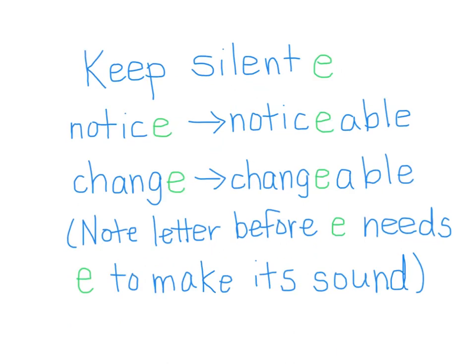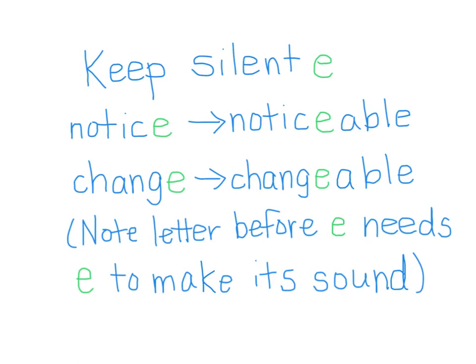In our final spelling rule, you're going to keep the silent E. The reason we're going to keep that silent E is because the letter before the E has to have an E in order to make it sound. We see that in these cases I have a C that's going to make the soft sound, and in notice becoming noticeable, and then the G in change is also making a soft sound, so change becomes changeable.